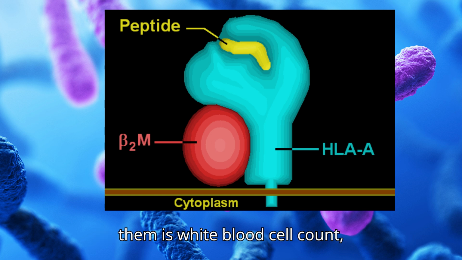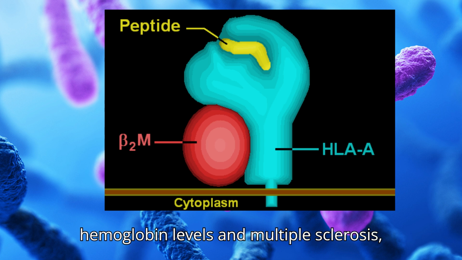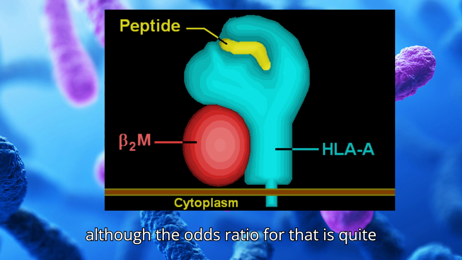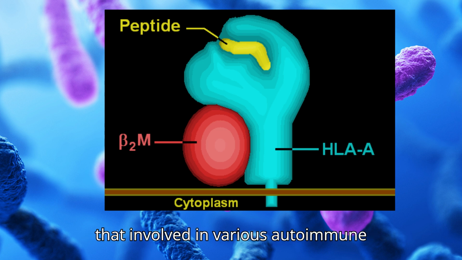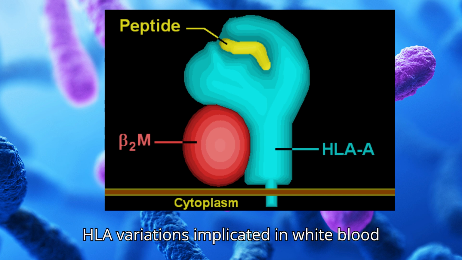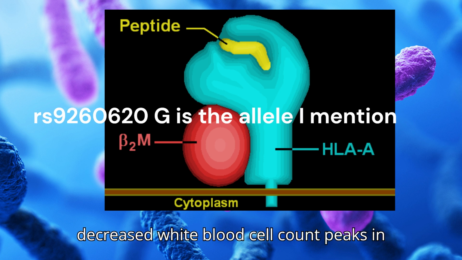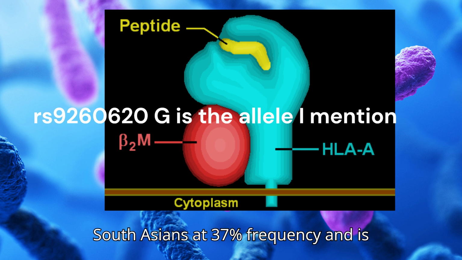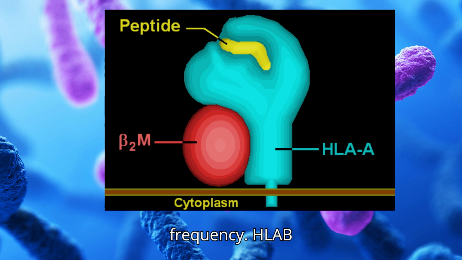Among them are white blood cell count, granulocyte count, hyperthyroidism, hemoglobin levels, and multiple sclerosis, although the odds ratio for that is quite close to 1. Overall, this gene isn't that involved in various autoimmune conditions. By the way, fun fact, in this HLA variation implicated in white blood cell count, the allele that causes decreased white blood cell count peaks in South Asians at 37% frequency and is lowest in Koreans at only 1.6% frequency.